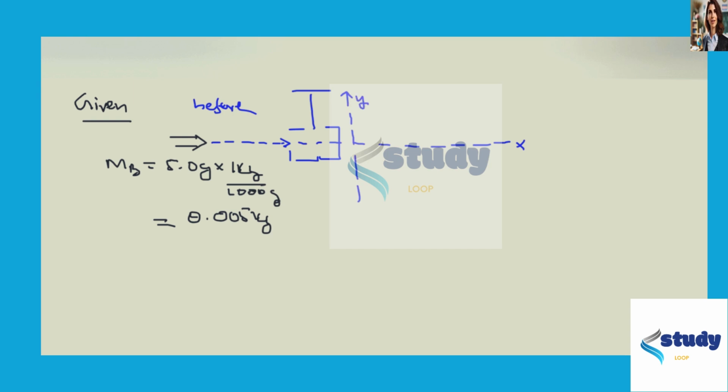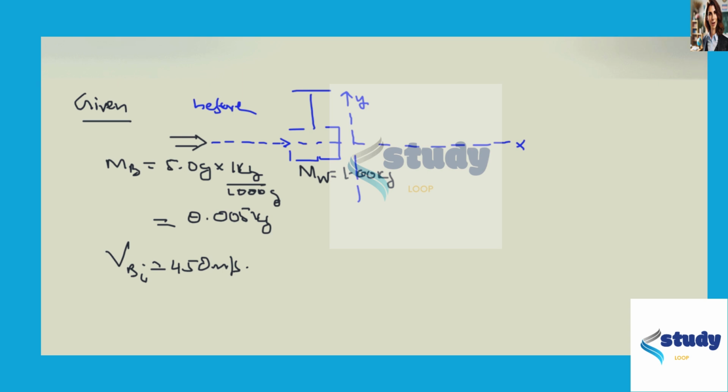The block itself has a mass of 1 kilogram. It's a block of wood. Okay, so we'll just call it mass of wood is 1.00 kilograms. So that's what's happening. We're also given that the initial velocity of the bullet is going to be 450 meters per second. So that's the information we're given.